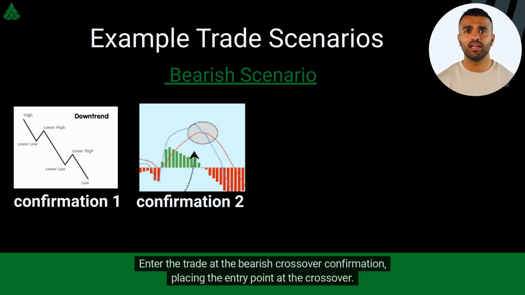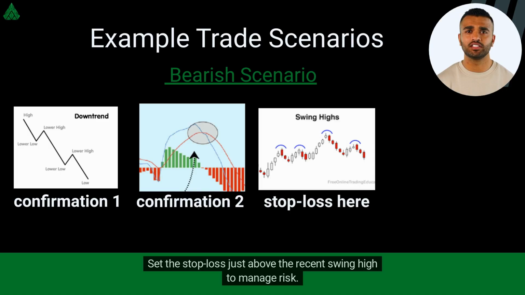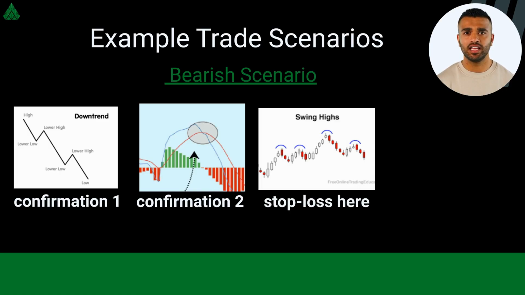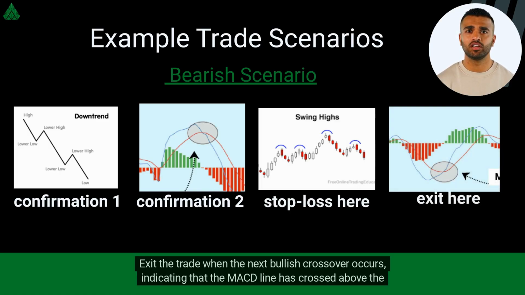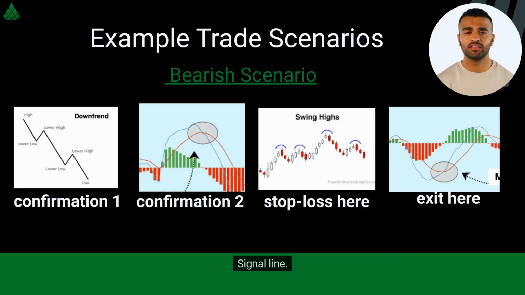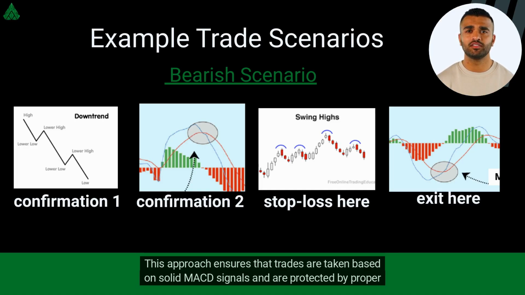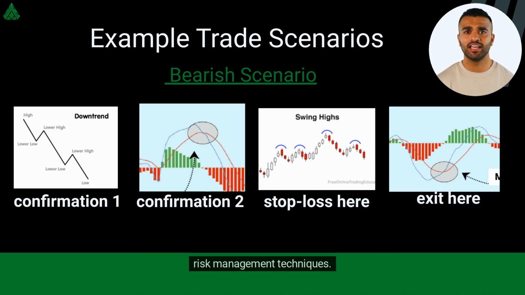Enter the trade at the bearish crossover confirmation, placing the entry point at the crossover. Set the stop loss just above the recent swing high to manage risk. Exit the trade when the next bullish crossover occurs, indicating that the MACD line has crossed above the signal line. This approach ensures that trades are taken based on solid MACD signals and are protected by proper risk management techniques.